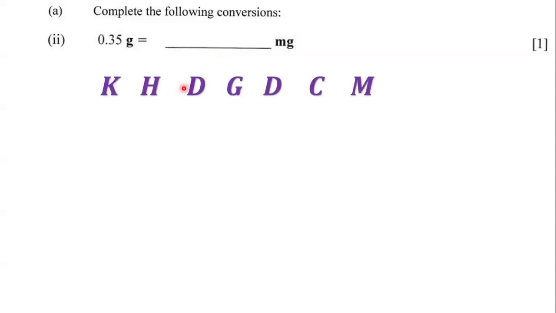So my question is, right? We have kilo, hecto, deka, gram, deci, centi, milli. We're moving from grams to milligrams.